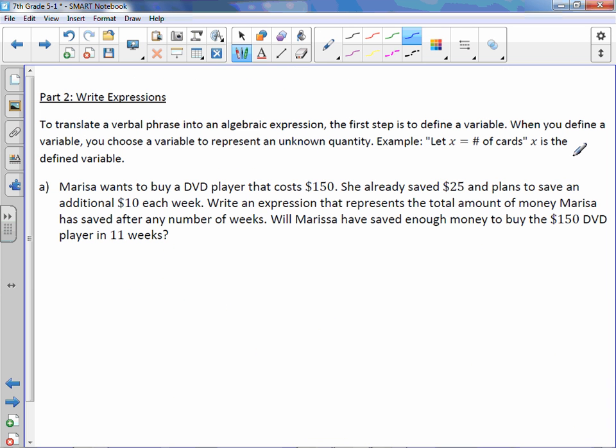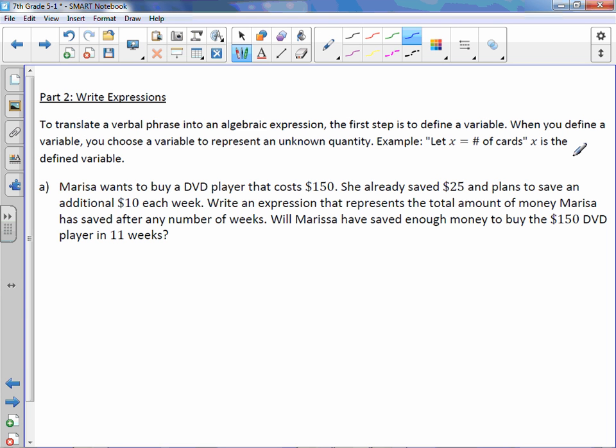Write expressions. To translate a verbal phrase into an algebraic expression, the first step is to define a variable. When you define a variable, you choose a variable to represent an unknown quantity. For example, let x equal number of cards, where x would be the defined variable, and it would stand for the number of cards.